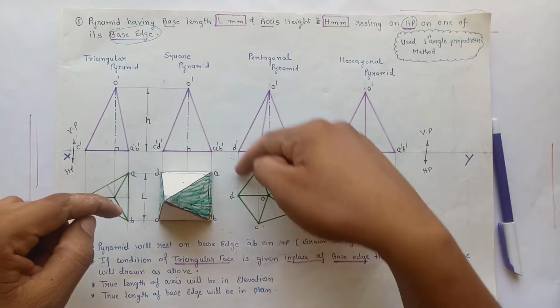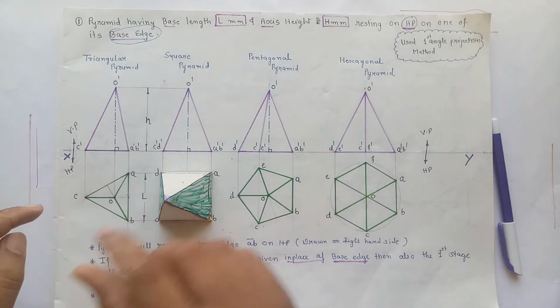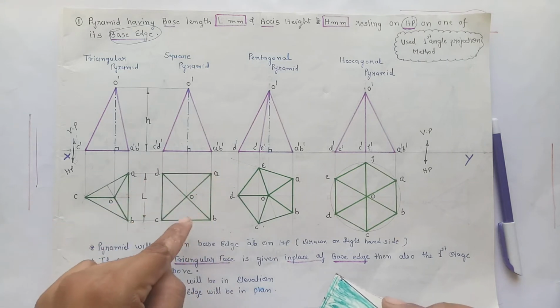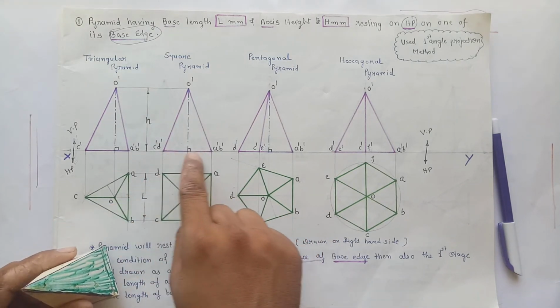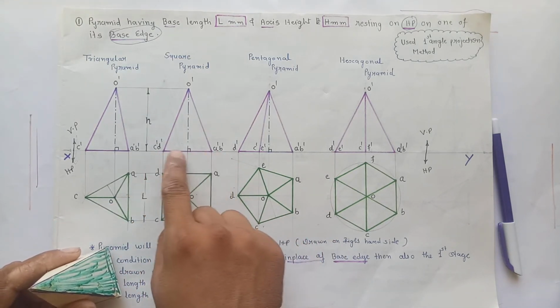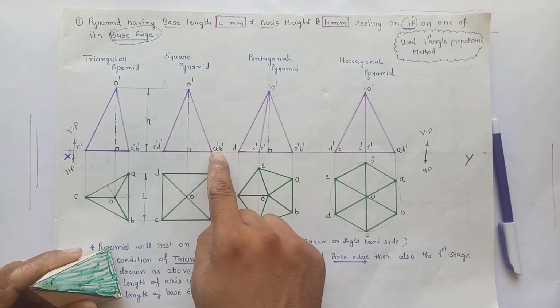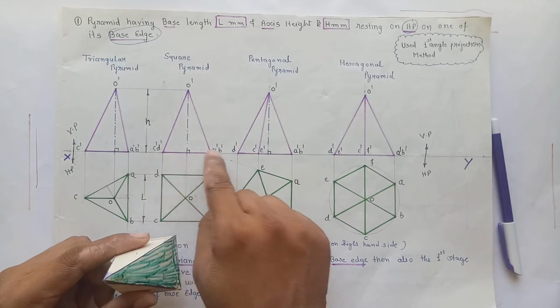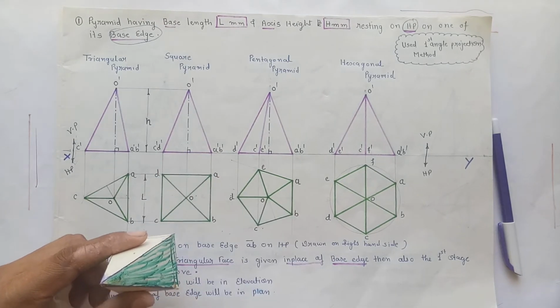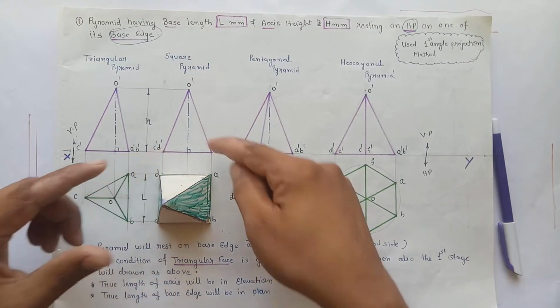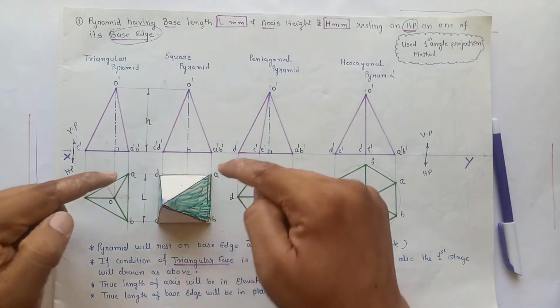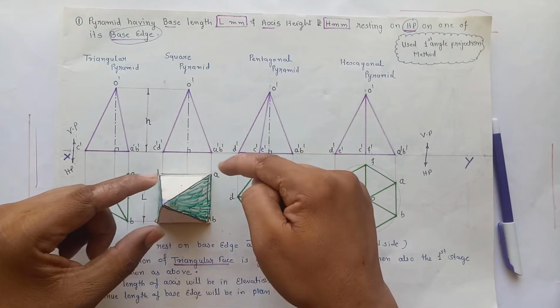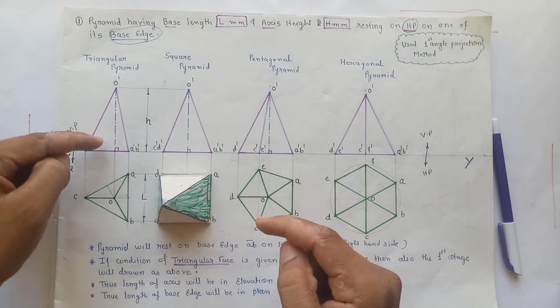So first of all, we have to draw the base ABCD in the top view, and the elevation of the base in the front view, that is A dash B dash C dash D dash. Because the base is perpendicular to VP, the elevation of the base will be a line. So after drawing the base, we have to draw the slant edges, that is OA, OB, OC and OD.